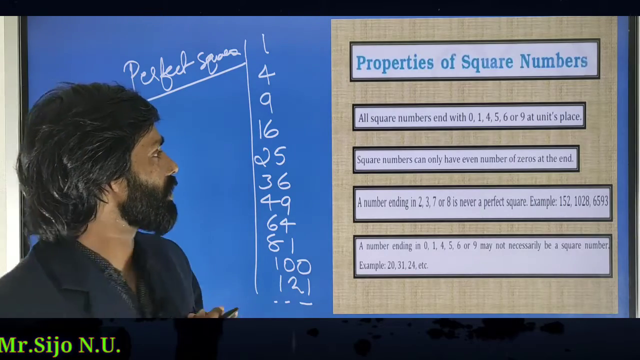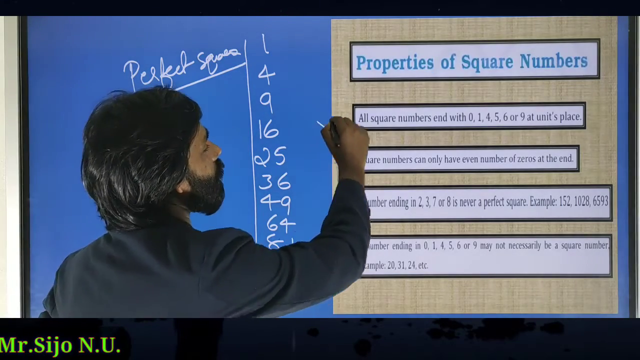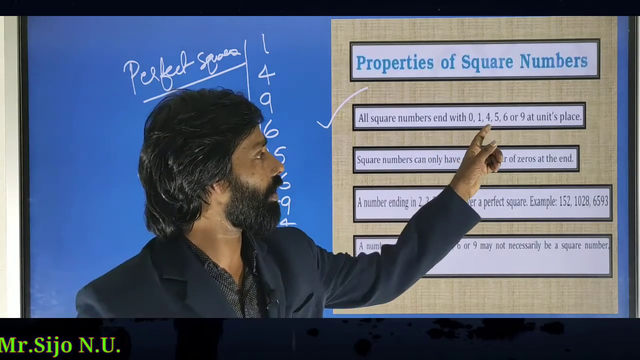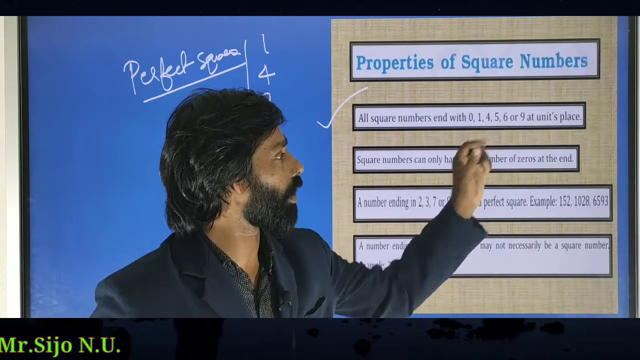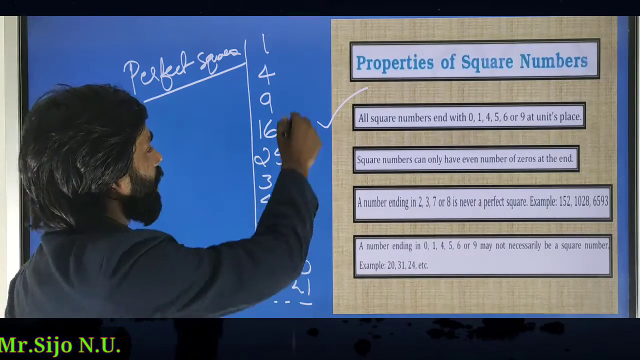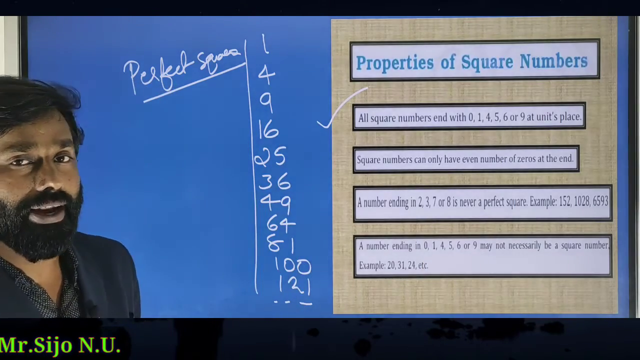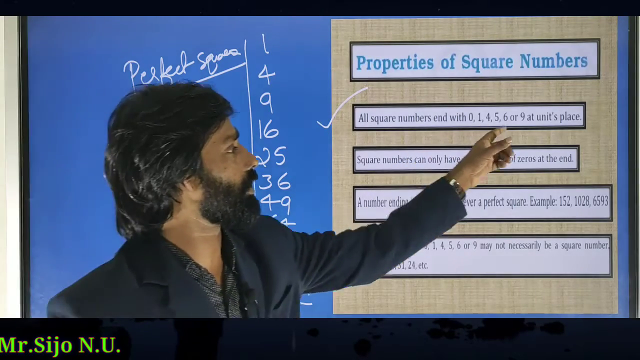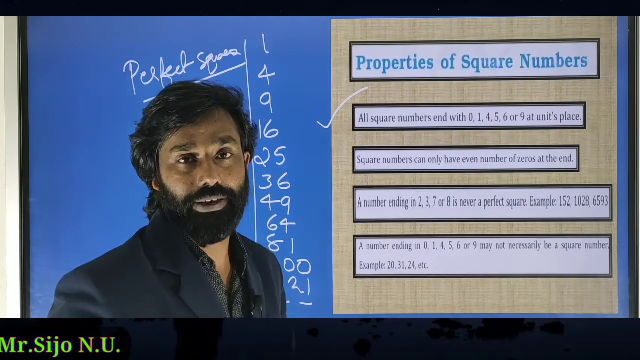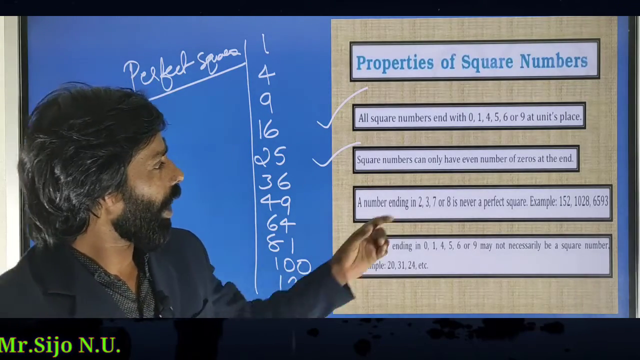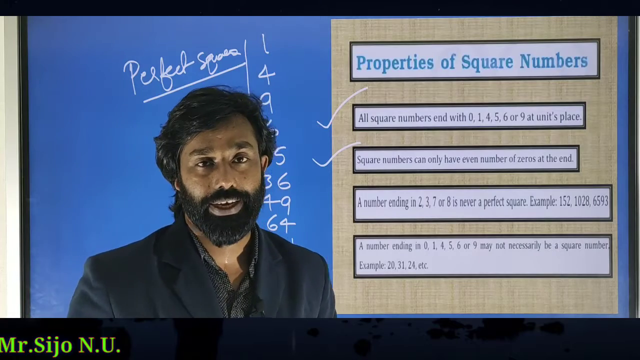Well, the very first property is that all square numbers end with 0, 1, 4, 5, 6 or 9 at the unit place. That means when we take any perfect square, it only ends with these digits. That is the very first property, right? And the second property: a square number can only have an even number of zeros at the end.